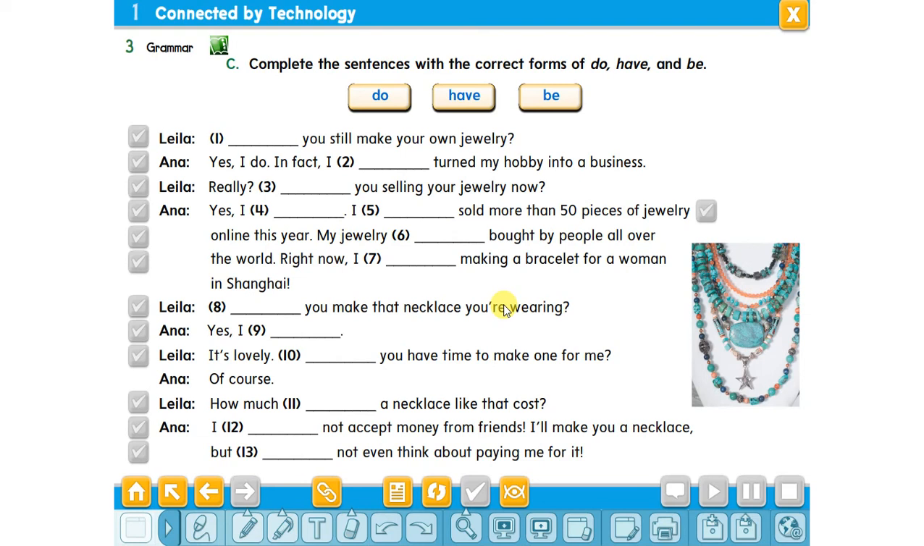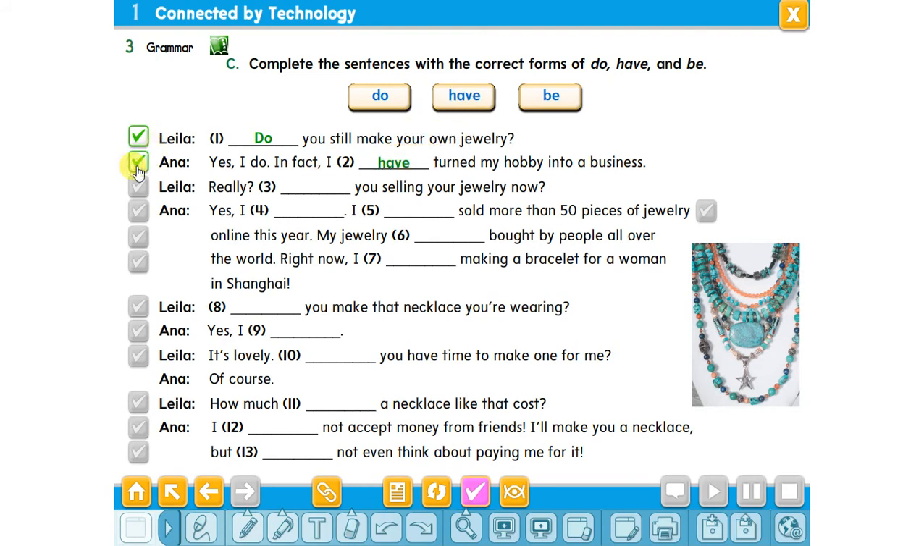Layla, do you still make your own jewelry? Yes, I do. Here, this is what? Yes, I do. So, sure, it will be what? Do. Let's see. Yes, that's right. Remember, study the sentence before you put the answer. Yes, I do. In fact, I turned my hobby into a business. What do you say? I?